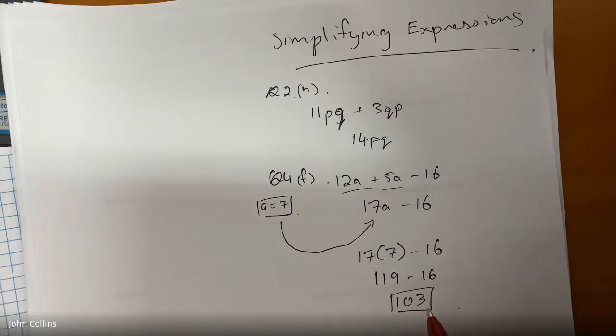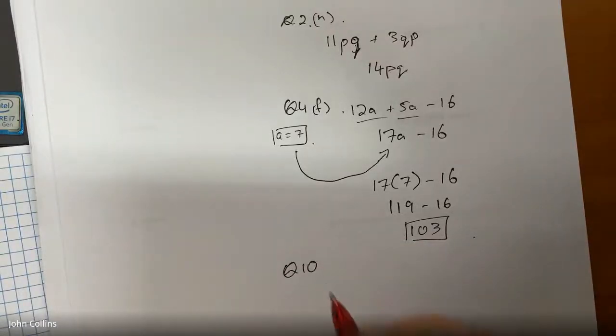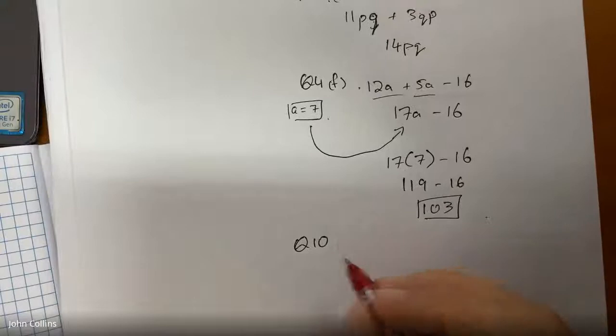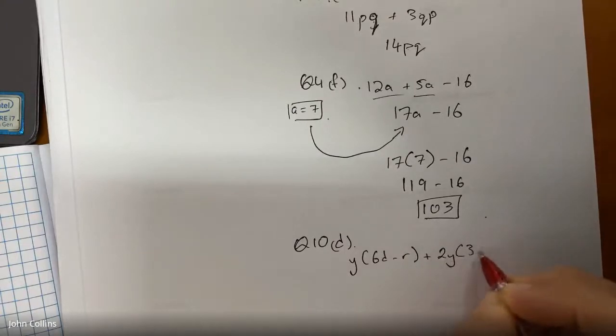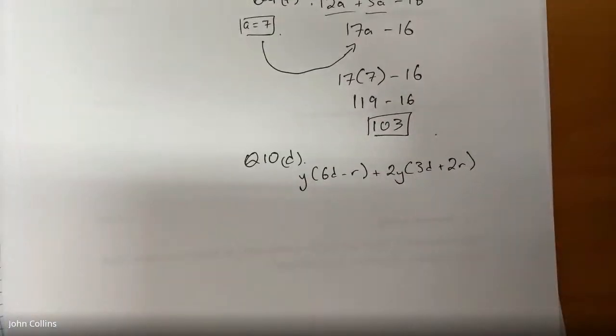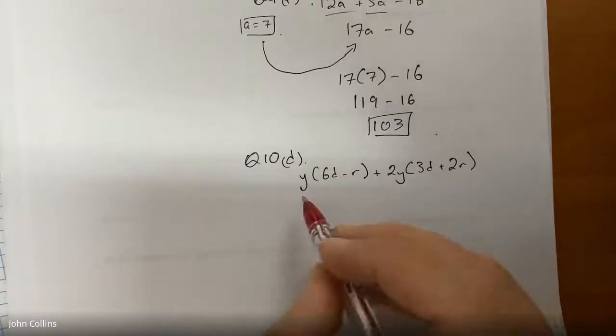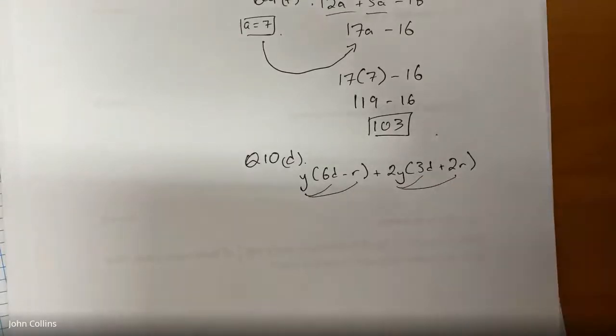Okay, let's do one of the blue ones. I'm going to do question 10, part D, the last part. So y times 6d minus x plus 2y times 3d plus 2x. Okay, so I'm going to run through how to do this. So this will be using the distributive rule. So I've got to multiply y by both of these and then 2y by both of these.